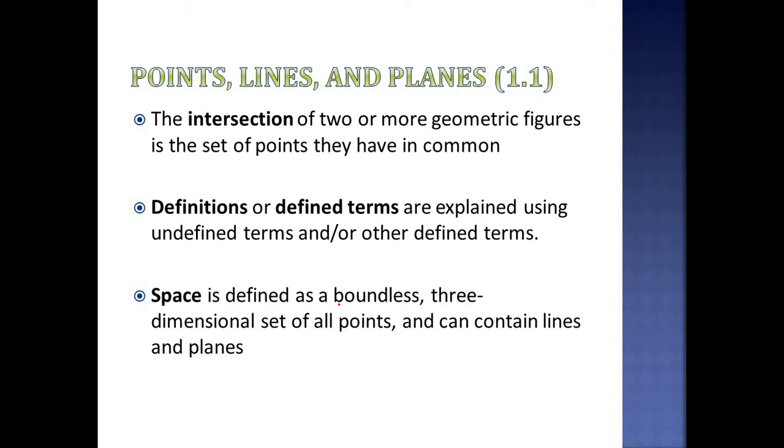In geometry, you're going to see that various lines or segments or planes intersect other things. So the intersection of two or more geometric figures is the set of points that they have in common. And definitions, or defined terms, are explained using undefined terms and or other defined terms. The first defined term in geometry is actually called space. Space is defined as a boundless three-dimensional set of all points and can contain lines and planes.